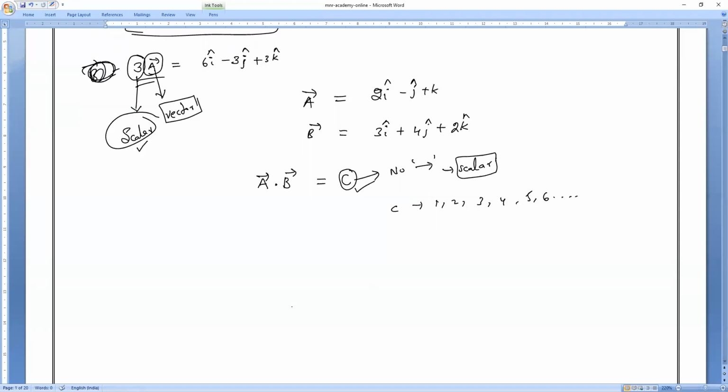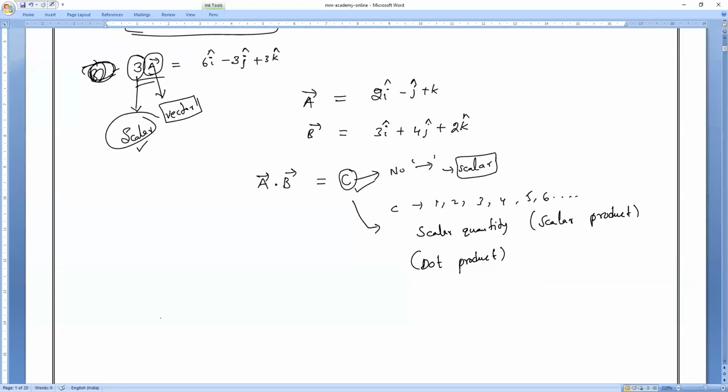So this C is a vector quantity or scalar quantity? It is called a scalar quantity, and this product we call the scalar product. Clear? This scalar product we can also call the dot product.